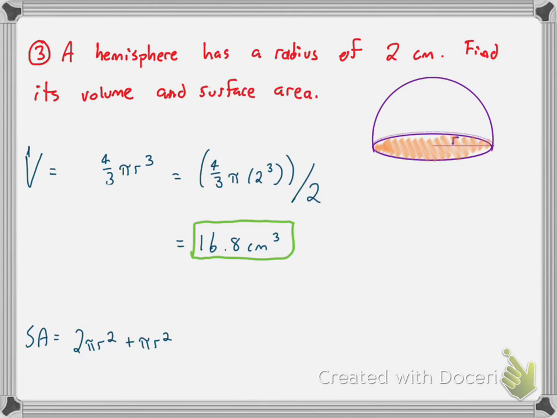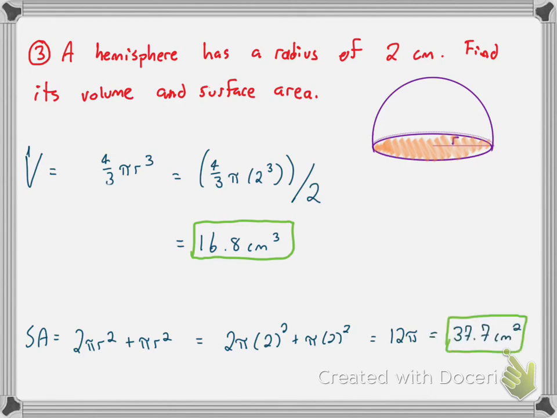Now, even though this formula looks a little bit weirder, all I have to do here is still plug stuff in. So I'm going to plug in my radius wherever I see an r. That would give me 8 pi plus 4 pi, or 12 pi. Again, that would be cool if I wanted to leave in terms of pi. Rounded to the nearest tenth, that answer would be 37.7 centimeters squared.